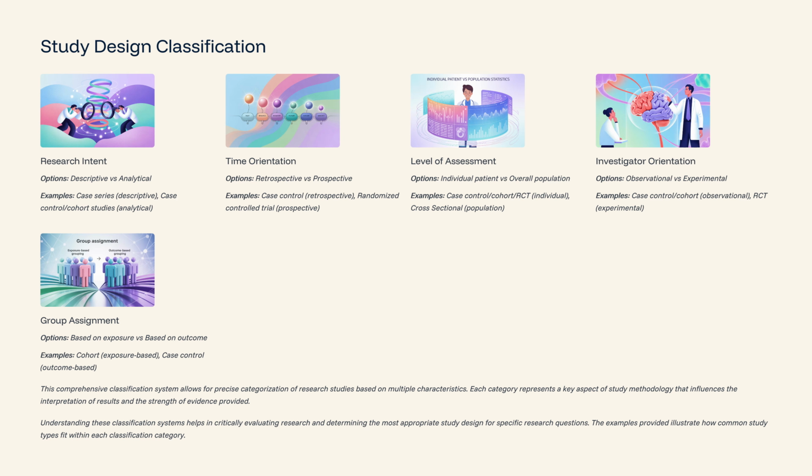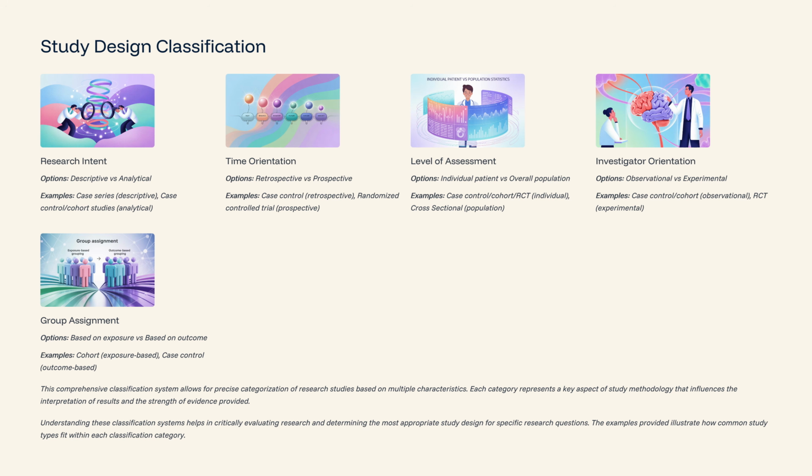And finally, you could look at study design based on group assignments. Though we could look on grouping patients based on their exposure or based on outcome. So based on what they have been exposed to versus based on their outcome. We kind of saw this with the Slytherin example in the previous lecture. An example of this would be cohort, which is exposure-based. Case control is an outcome-based type study.